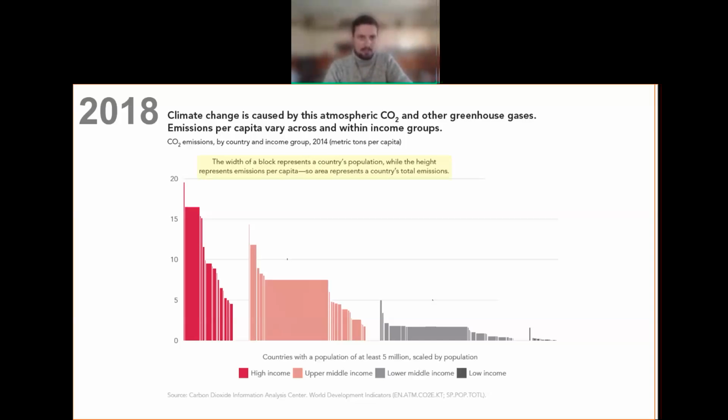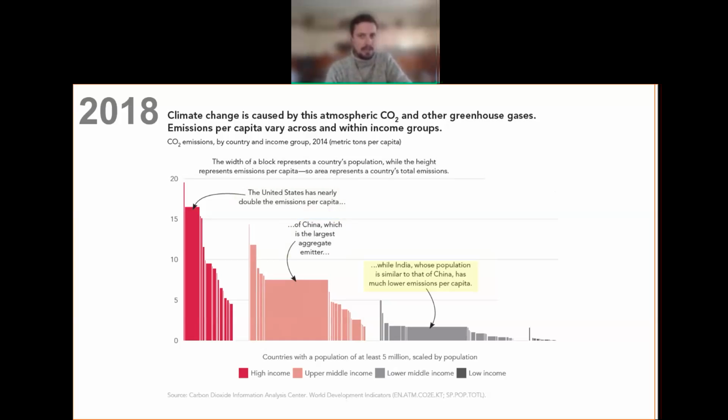And then more targeted annotations to highlight a specific story on that visual. So the United States has nearly double the emissions per capita of China, which is the largest aggregate emitter, while India, whose population is similar to that of China, has much lower emissions per capita.